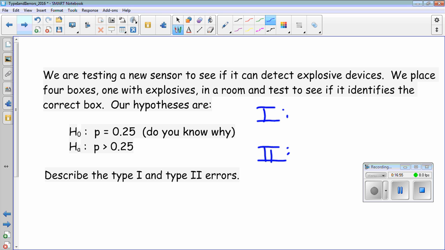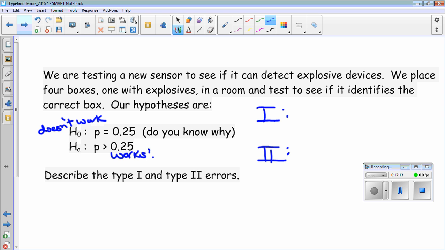So type 1 means that, well, first of all, let's put context here. Here means that the device works, right? So our thing works. And here is that it doesn't work. Would you agree? Okay. I like to write that off to the side to help me a little bit. Bring it up here for me, Sam.